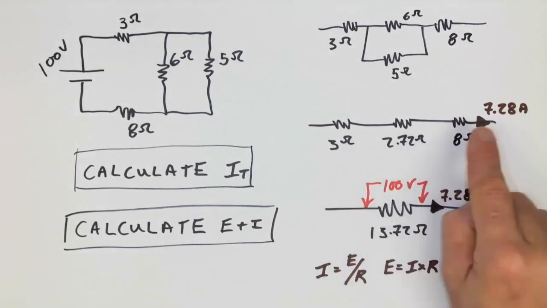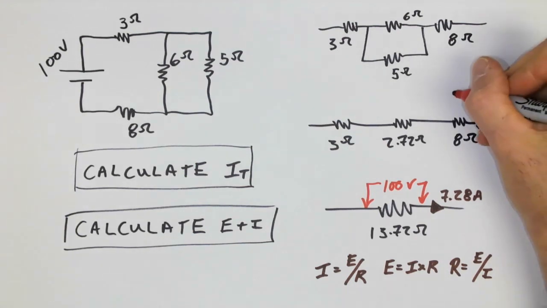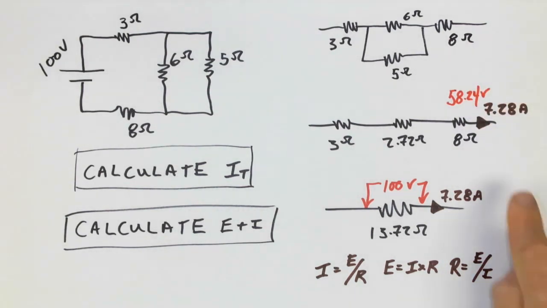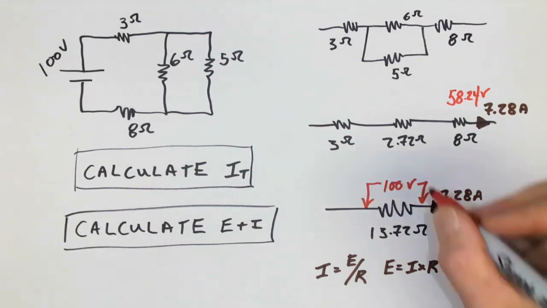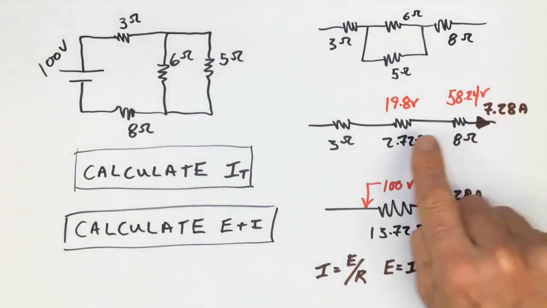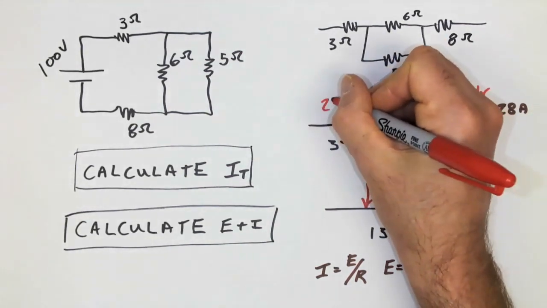So now that I've transferred some information, I'm going to look at what I can calculate with that information. And again, Ohm's law is used. I'm going to calculate the voltages. E is equal to I times R. So I'm going to take my current of 7.28 and multiply it by 8 ohms. Gives me 58.24 volts. I'm then going to take my 7.28 amps and multiply it by 2.72. I get 19.8 volts. And finally, I'm going to take my 7.28 and multiply it by 3. And I get 21.84 volts.